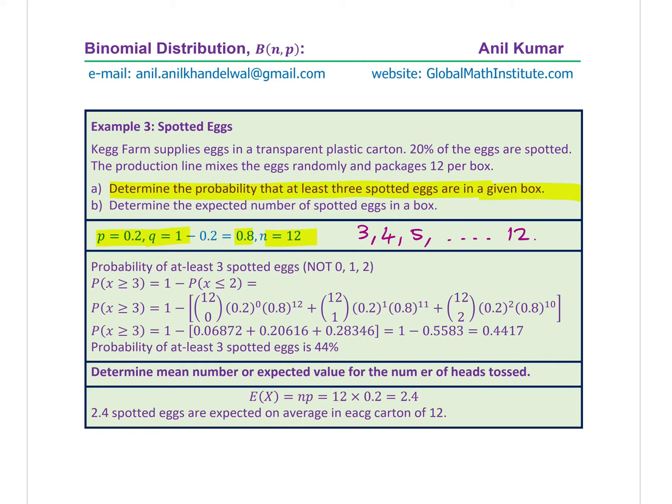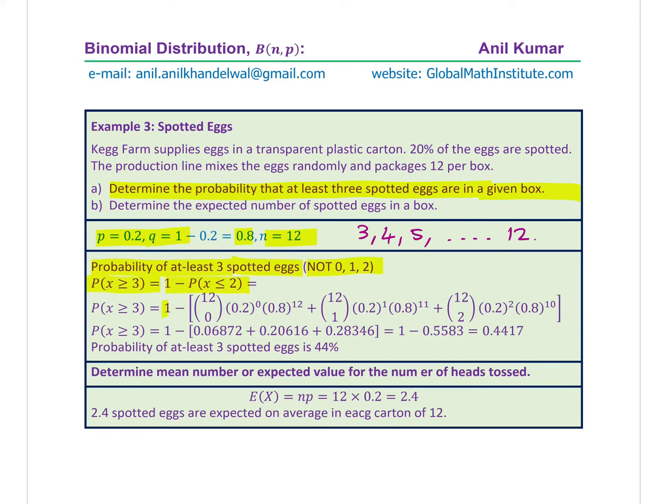Now, in such cases, it is important to do it with the complement because we have a lesser number of cases, right? And therefore, in this case, the probability of at least three spotted means not 0, not 1, not 2. So we'll exclude those and get our answer. So using a complementary function, we'll do it like this. Probability when x is greater than or equal to 3 is equal to 1 minus probability when x is less than or equal to 2, right? So that is 0, 1, and 2.